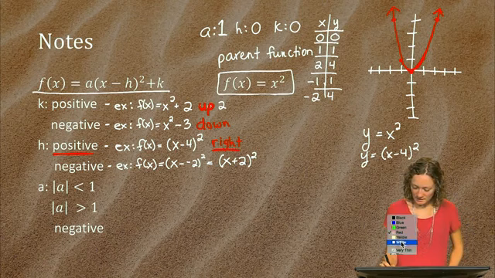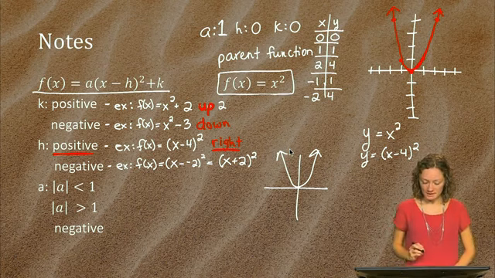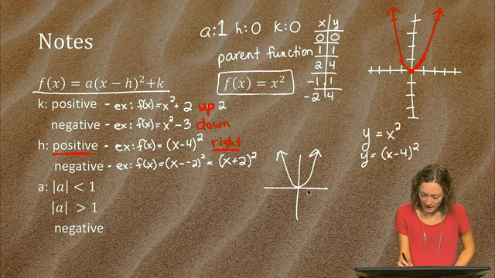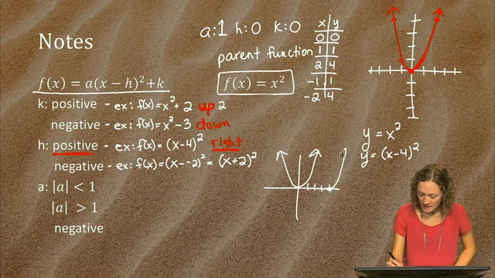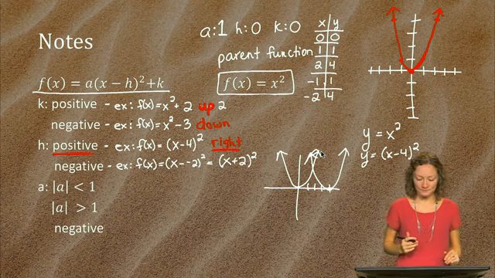I'll give you a quick sketch of what this looks like. We have our parent, which looks something like this. And then our new graph is 1, 2, 3, 4 units moved to the right. The exact same picture picked up and moved over.